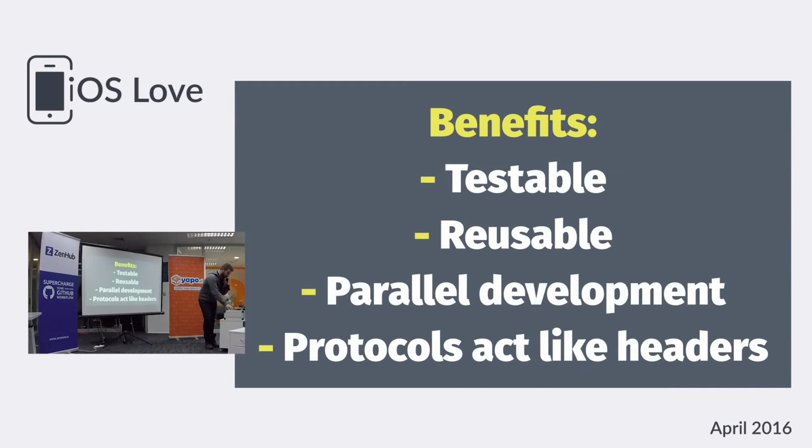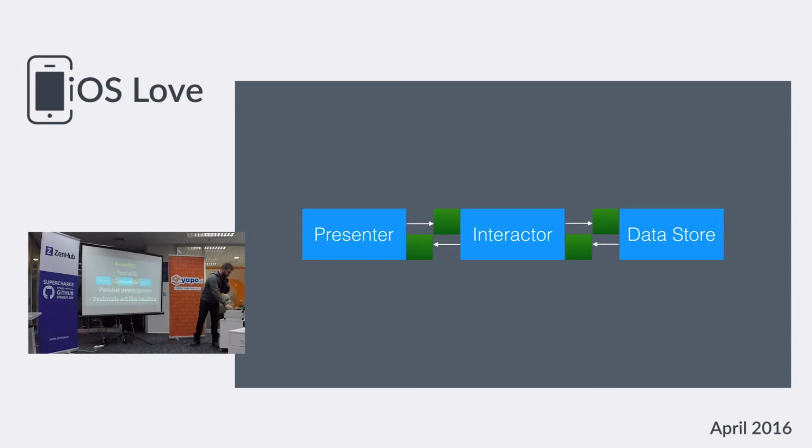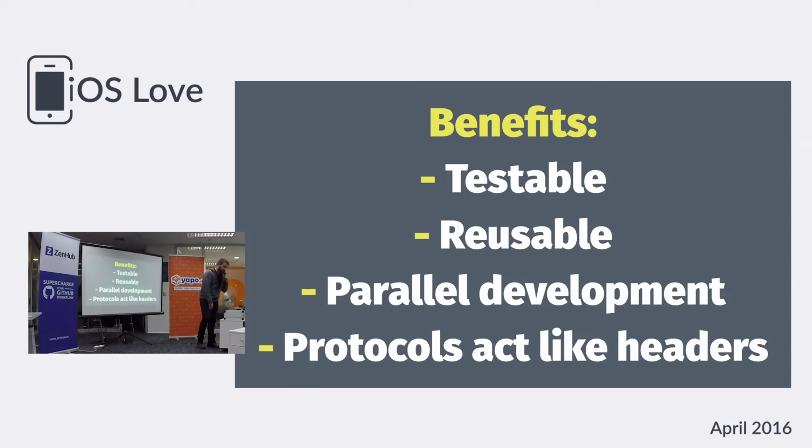So it's testable. It's more reusable because this object could be taken out, you could put a new object in there, and as long as it has the same conformances to the protocols, it just works. Parallel development again, we define protocols with my team members. Somebody works on one side of it, somebody works on the other, and they just link up nicely.